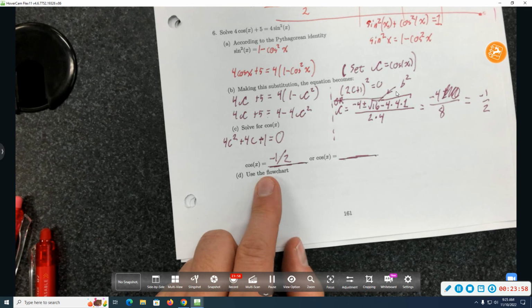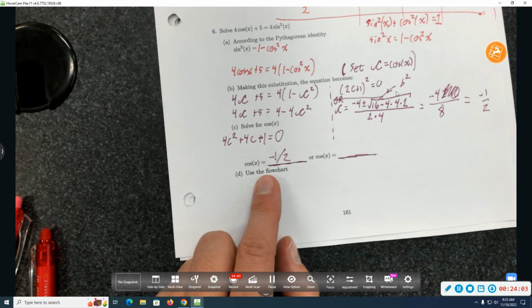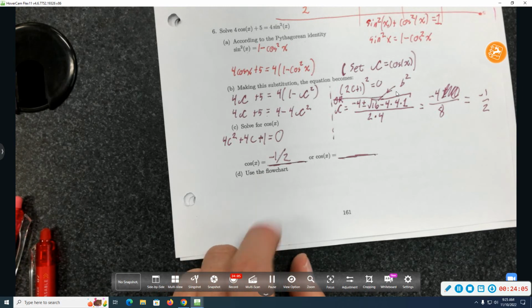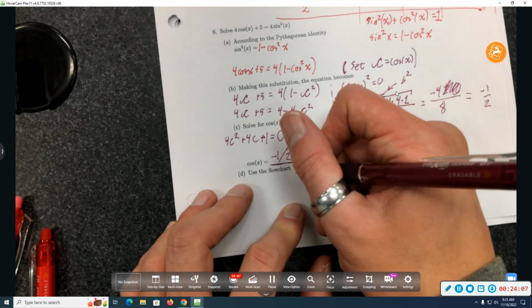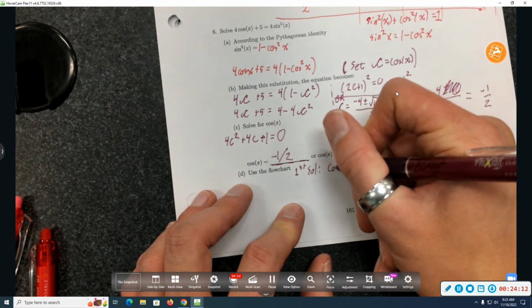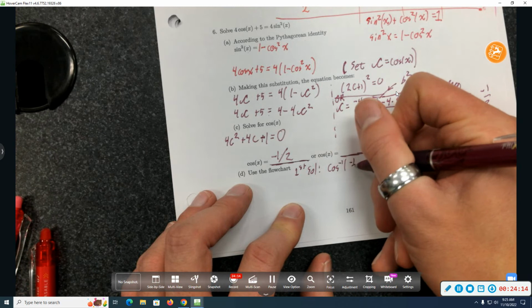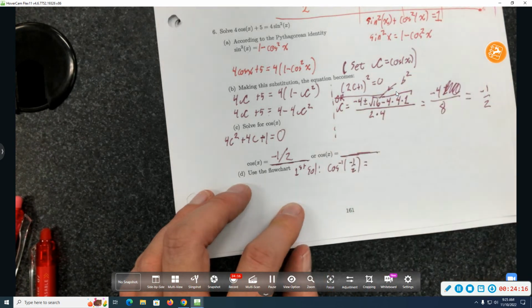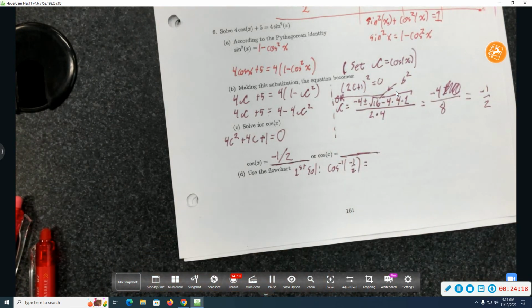Is that an easy equation to solve? Yeah. So let's do it. So like the starting solution will be cosine inverse of negative 1/2. But take a look at your unit circle. Is negative 1/2 a value you see for cosine on the unit circle? What angles do you see? What angle in quadrant 1 or 2 do you see that has that cosine?